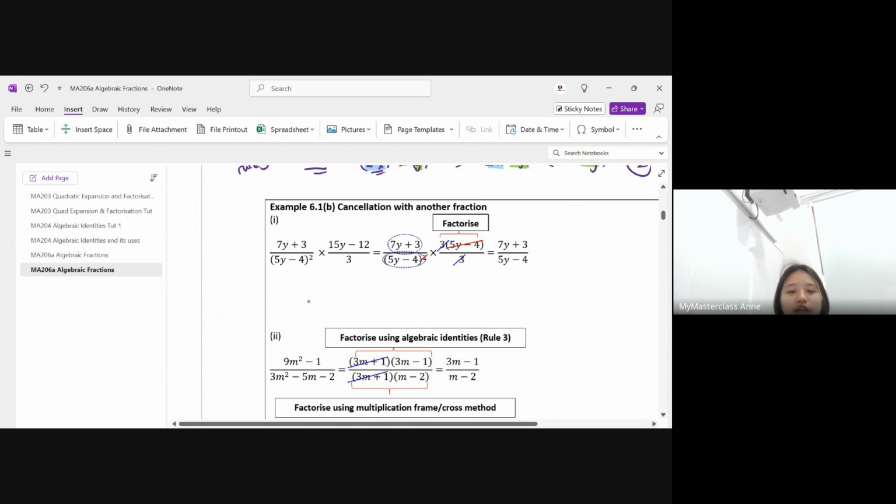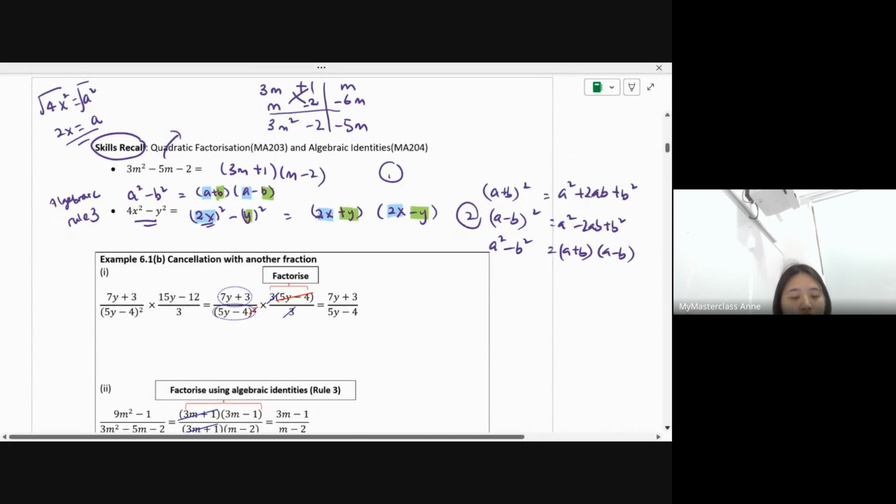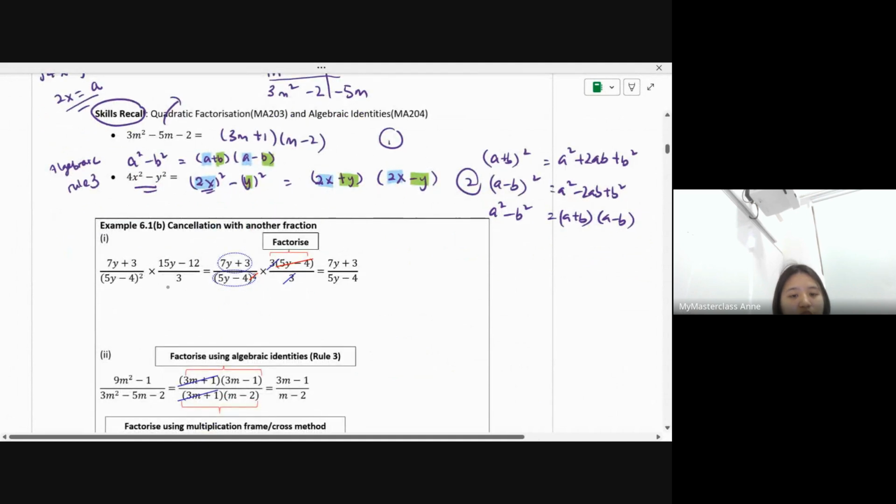So this is a question. 7y plus 3 divided by bracket 5y minus 4 squared, that's 15y minus 12 over 3. Right now, first we write down the term. Then this part we can actually simplify.